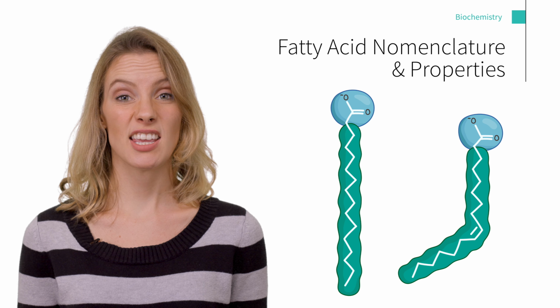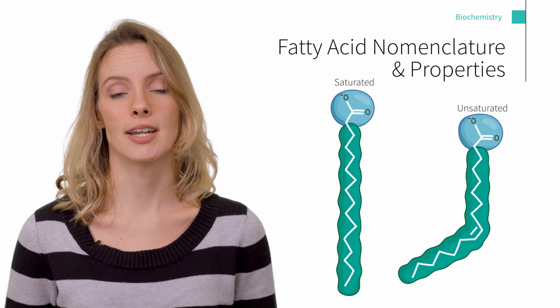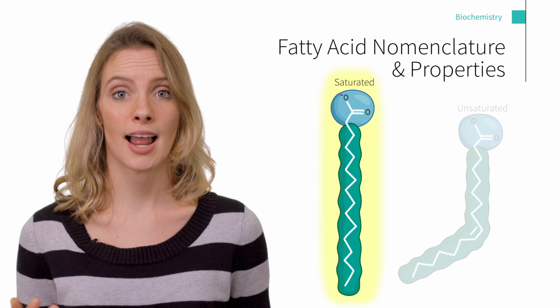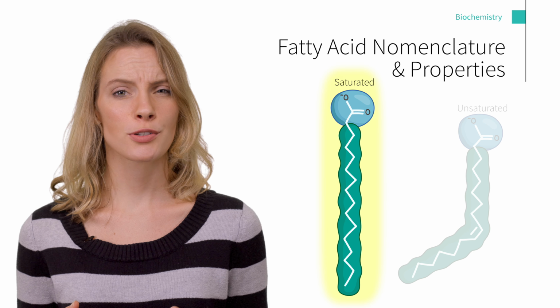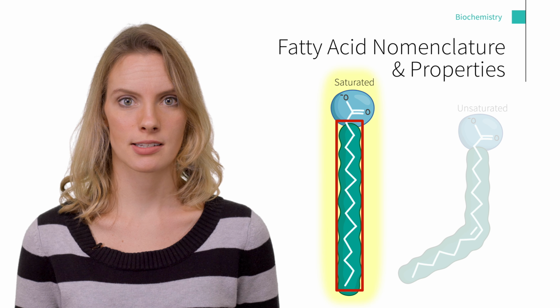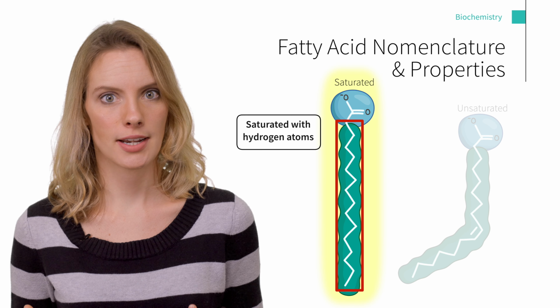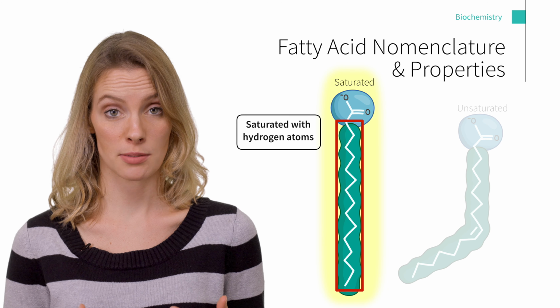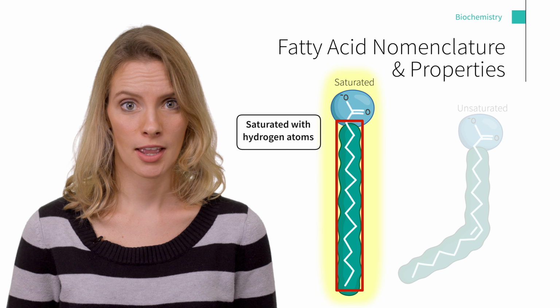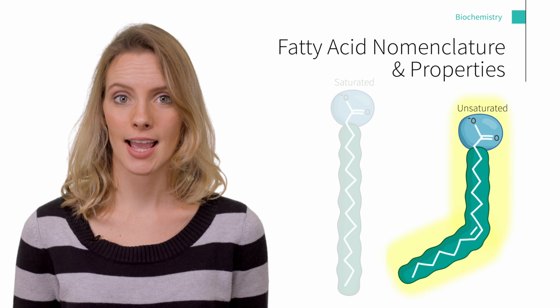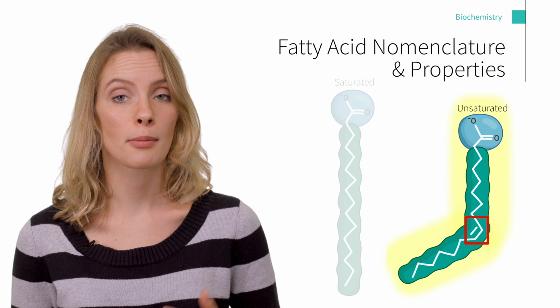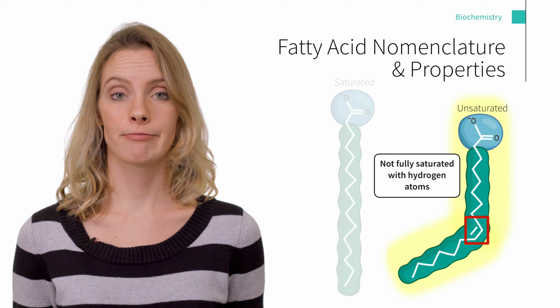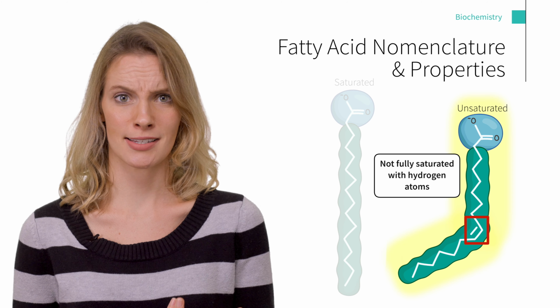Fatty acids can be either saturated or unsaturated. A saturated fatty acid is one that has a hydrocarbon tail composed of only single carbon-carbon bonds. This tail is fully saturated with hydrogen atoms, meaning that it contains the maximum number of possible hydrogens for a chain of its size. In contrast, unsaturated fatty acids contain at least one double carbon-carbon bond, and therefore have fewer hydrogens than a saturated fatty acid of the same length.